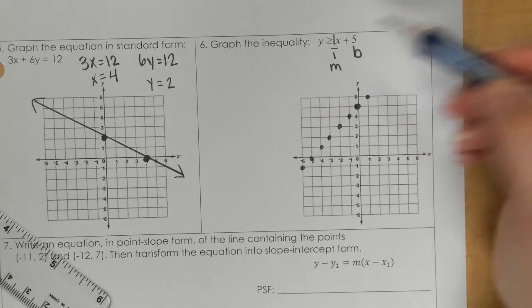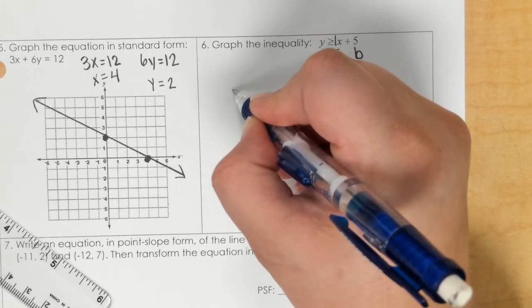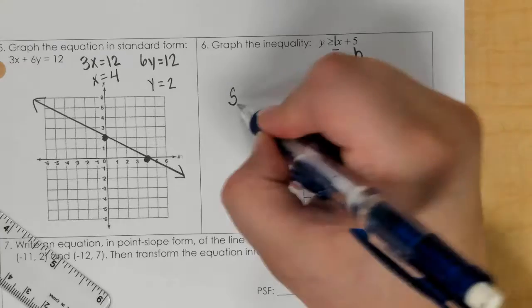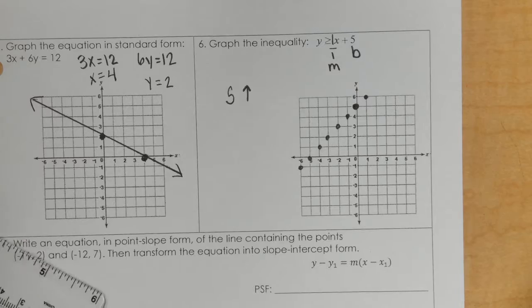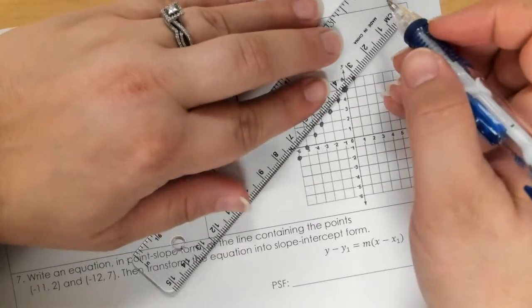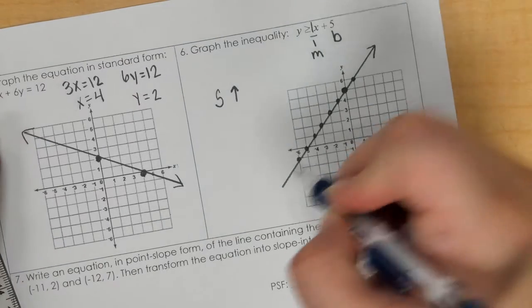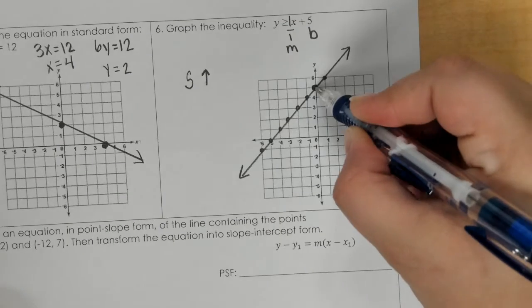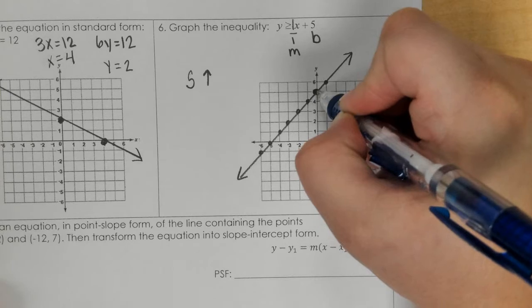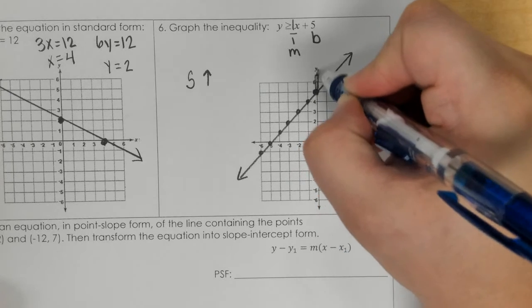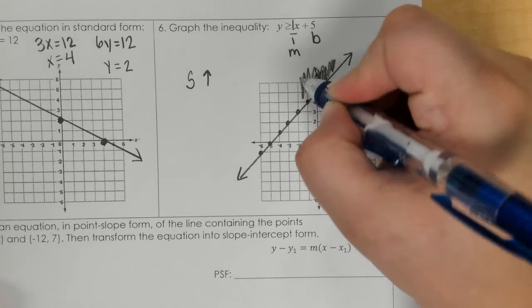Now we have a greater than or equal to. Greater than or equal to means that you have a solid line, and we are shading up for greater. So I draw my line, and then this is where I began my graph, and I go up. So this part of the graph is what would be shaded.